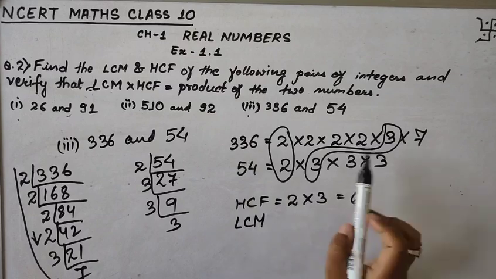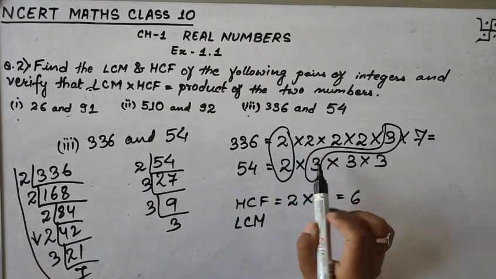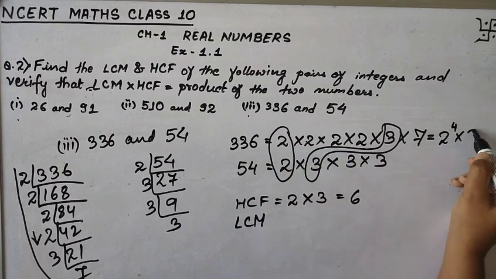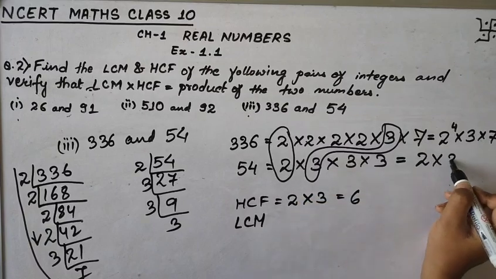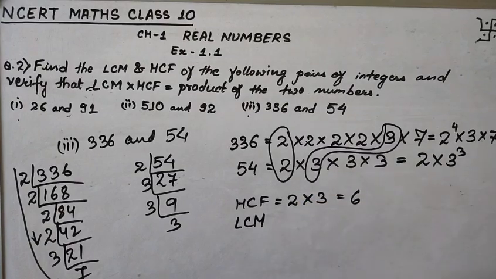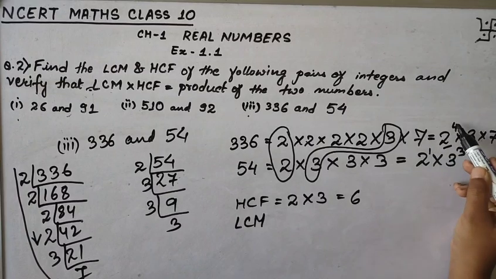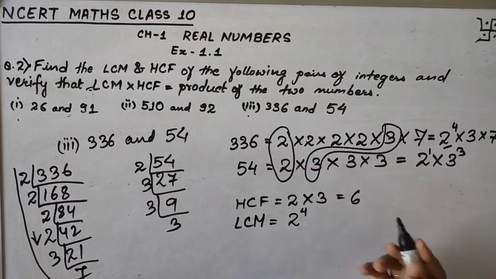Now for LCM, look at this. Let me write it first in a simple way: 2 to the power 4 into 3 into 7. And this can be transformed as 2 into 3 cube. Fine. So for LCM, the highest power of 2 over here, we have 2 to the power 1 and 2 to the power 4. So the highest power of 2 is 4. So we will write 2 to the power 4.